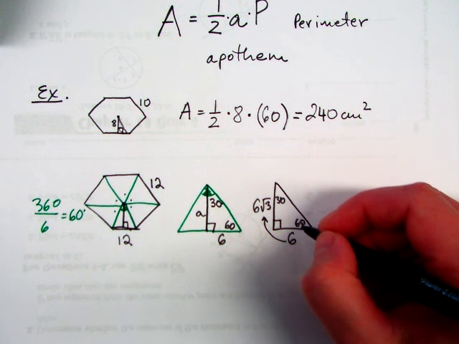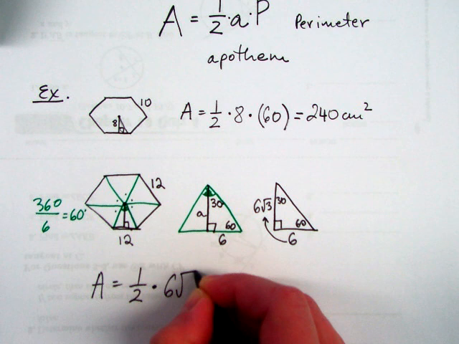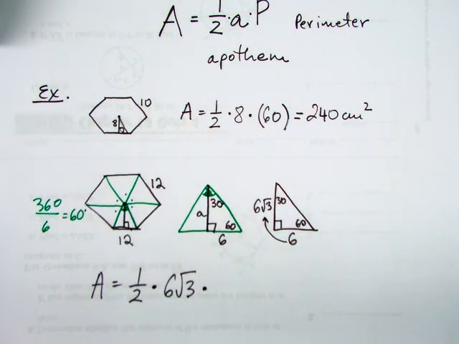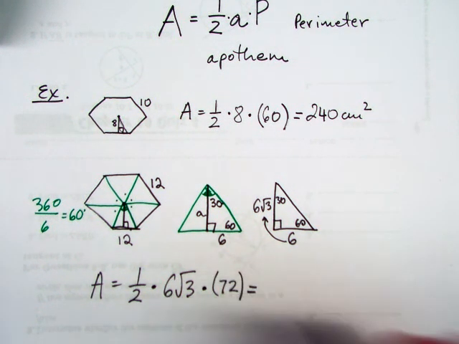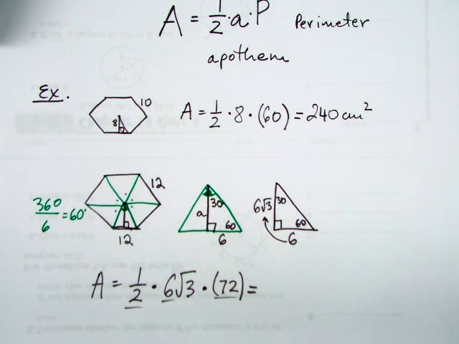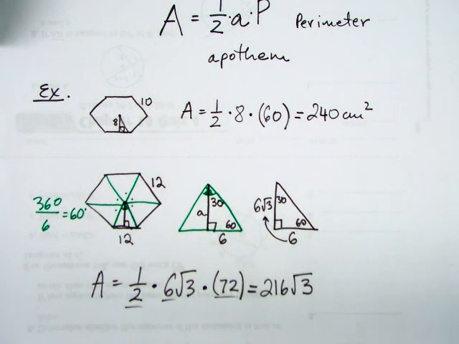So now, to find the area, we would do 1/2 times the 6√3 that we have times, what's the perimeter? 72. How did you find that, Firula? 12 times 6. Right? Why don't you guys multiply it? Leave it as exact. Only the numbers: 1/2 times 6 times 72. Did you get 216√3? Yes.